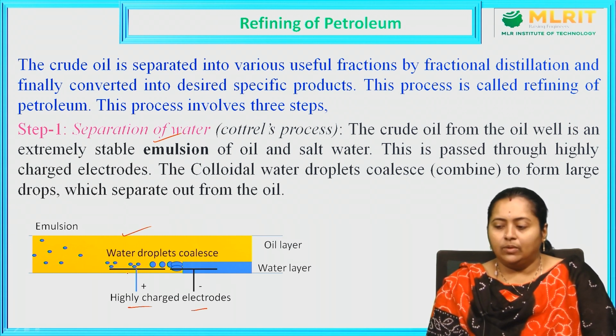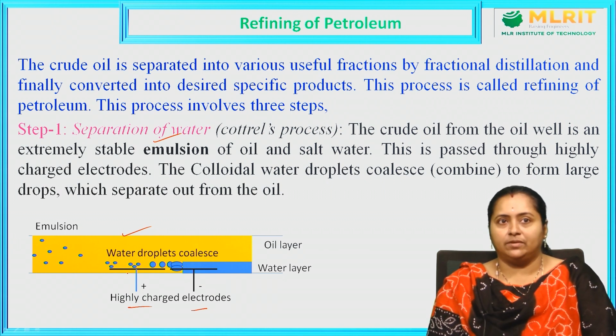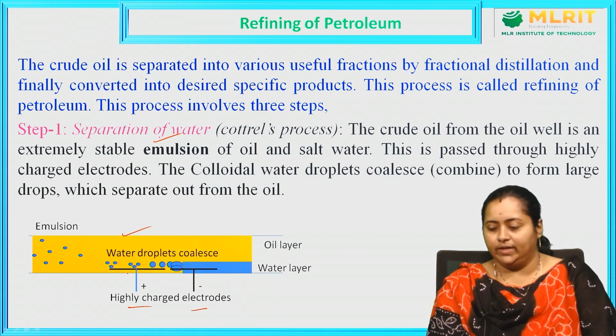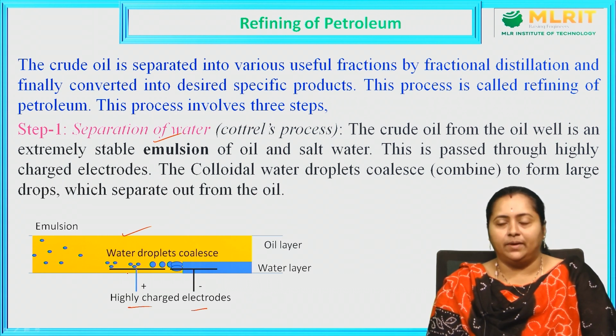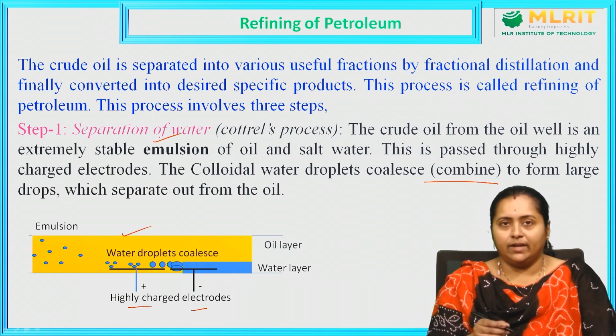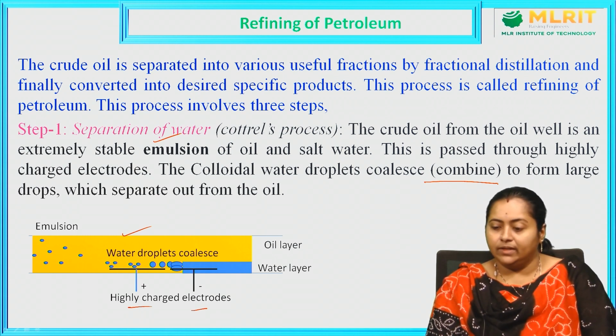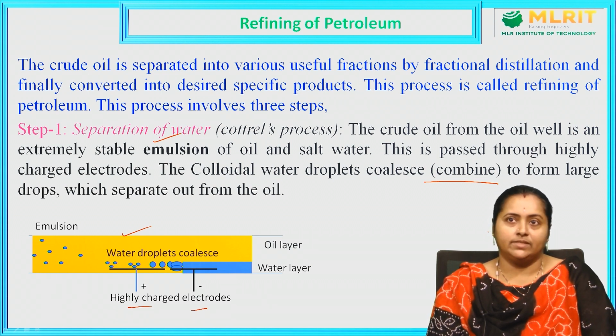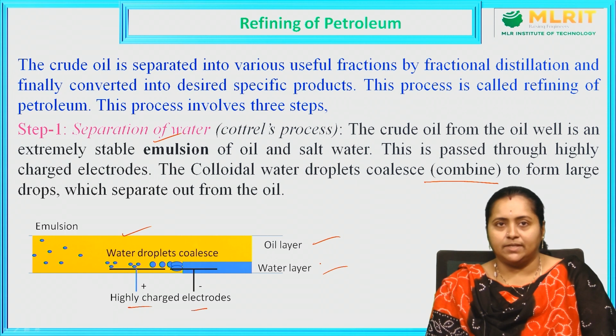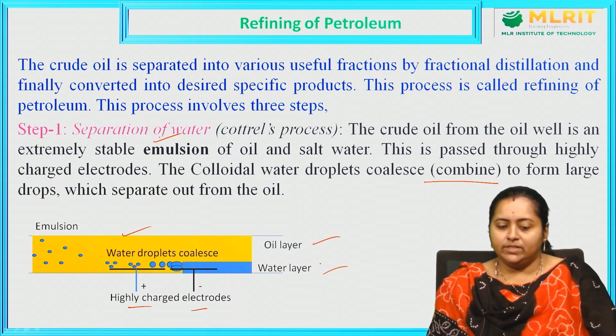will coalesce. Wherever the water droplets are present on the surface of oil, they coalesce, that means they combine. Initially they are like random dispersions in the oil. That is what we call a colloidal system. They were present like random dispersions. So they combine to form a bulk form, that is large droplets, and they get separated like two different layers, water layer and oil layer. Then using a separating funnel, these two layers can be separated because of density variation. So this is step 1.